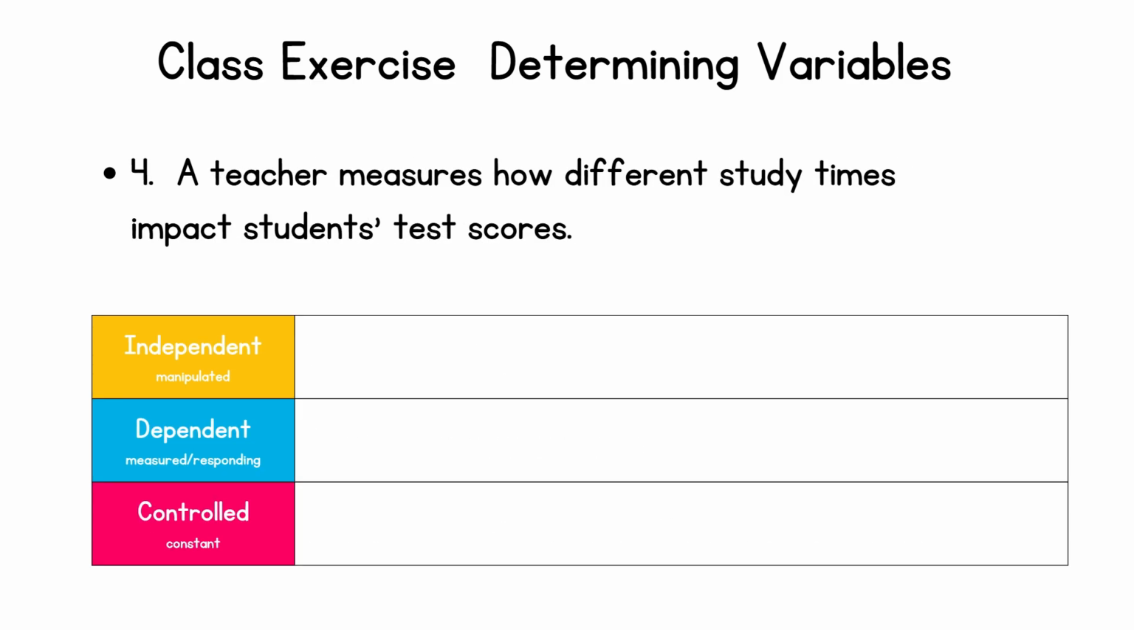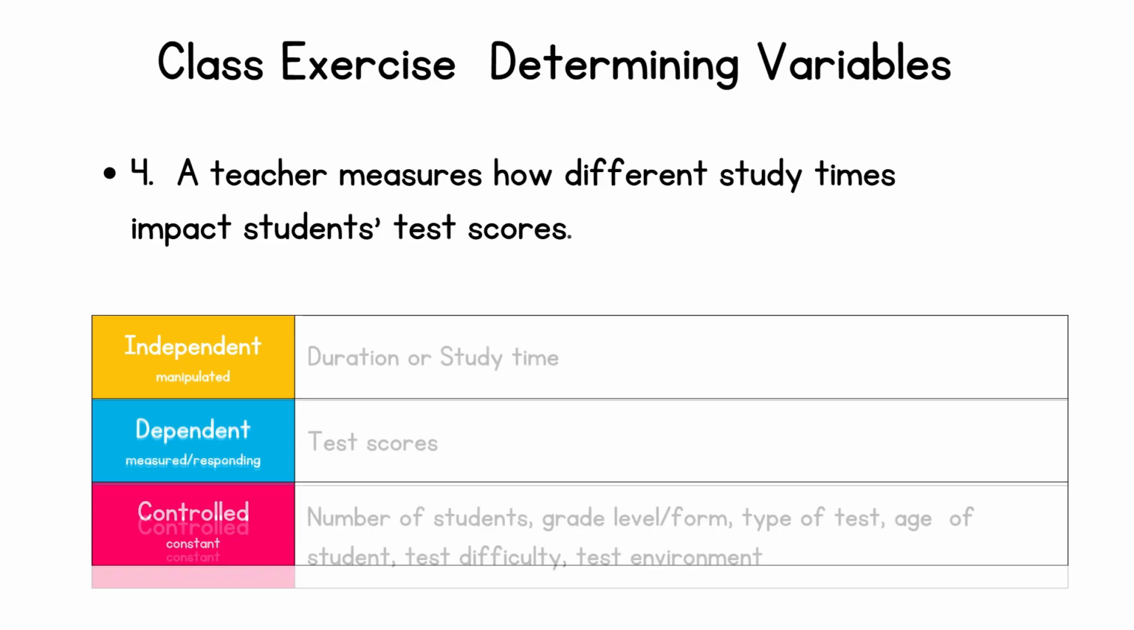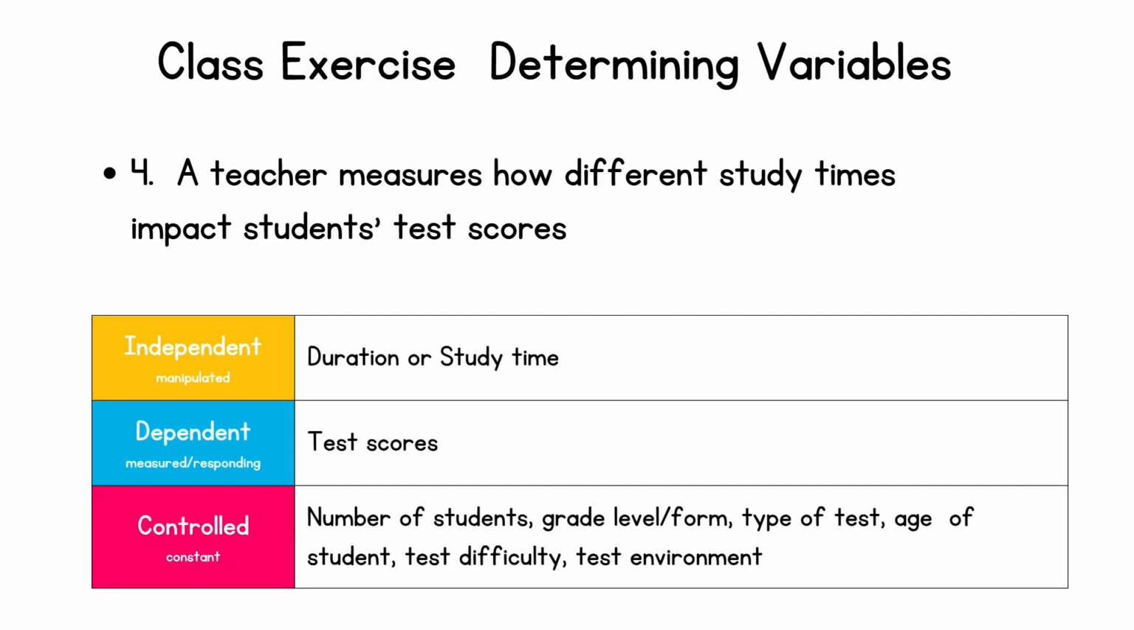Number 4. A teacher measures how different study times impact students' test scores. Give it a go. Alright, so the independent variable here would be the duration of study time. Dependent would be the test scores. And then what are we controlling? The group size, the intelligence level, the type of tests, the age of the students, the test difficulty, and the test environment. So a lot of things you can control here.